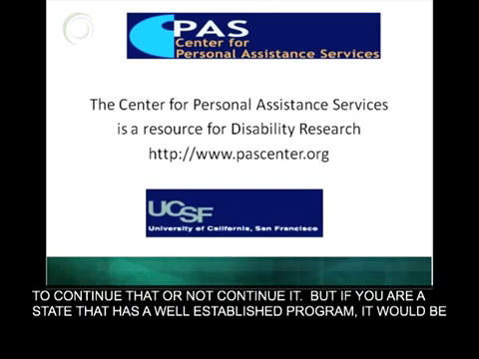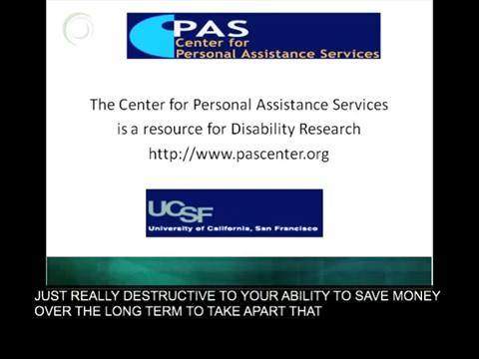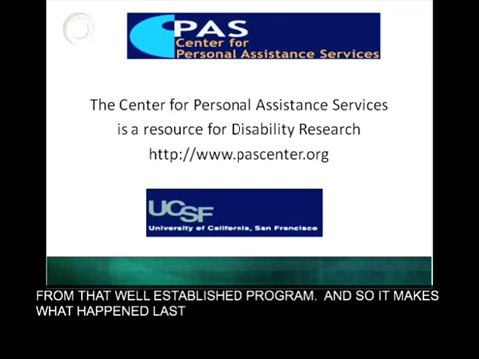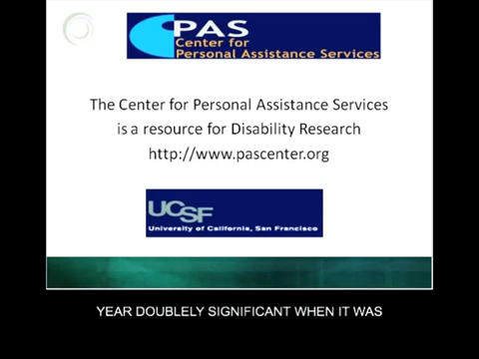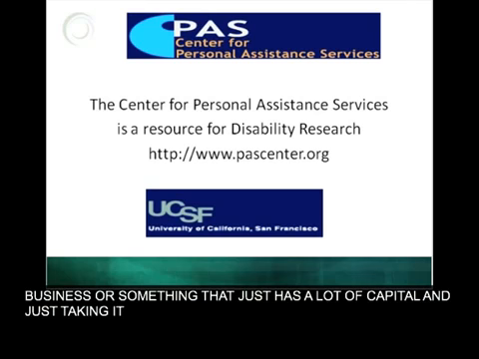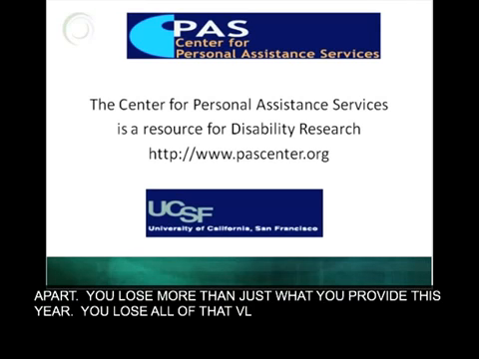But if you were a state that has a well-established program, it would be just really destructive to your ability to save money over the long term to take apart that well-established program, because there's value in the ability to be cost-effective from that well-established program. And so it makes what happened last year doubly significant when it was proposed that IHSS would be eliminated, because it would be like a really well-established business that's got a lot of capital, and just taking it apart.